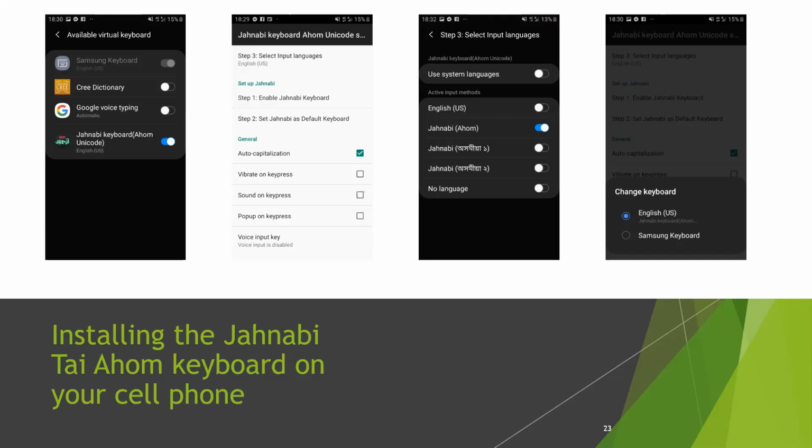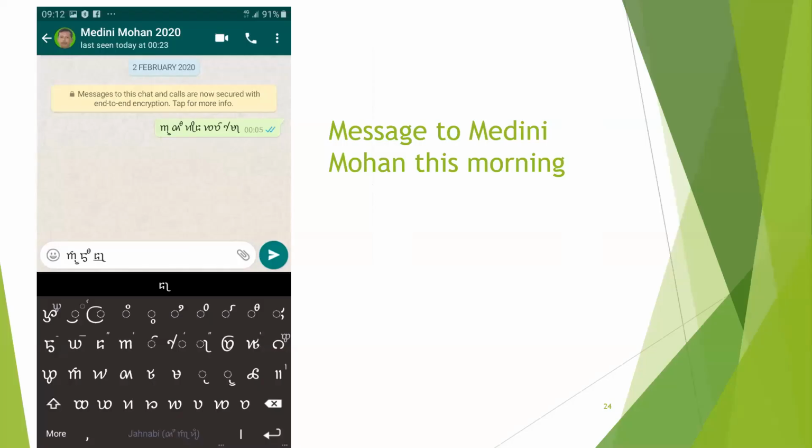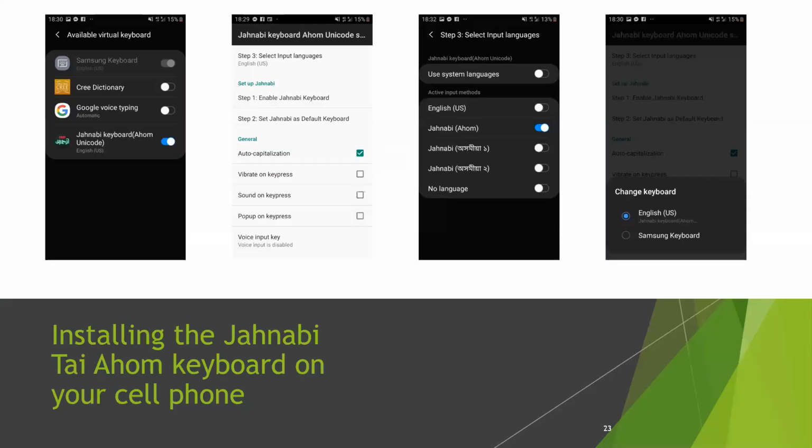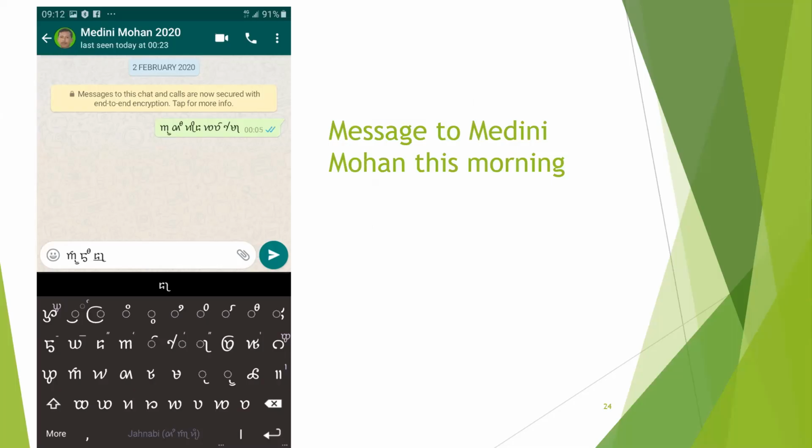I did this morning and I sent a message to Mehdi Mohan that some of you know, and this is the message that I sent. I wrote Udina, which means, are you well? And then soon after that, I had to send a message to my father, and I started typing and it was all coming out Ahom. The reason why, I had forgotten to switch back to the Samsung keyboard. So when you are switching from keyboard to keyboard, you've got to remember to switch back.